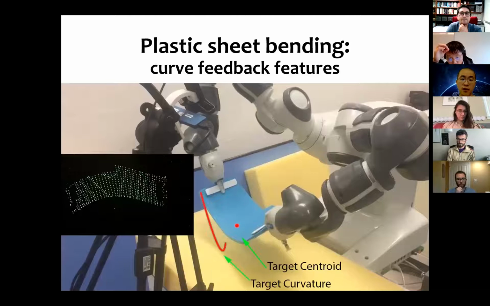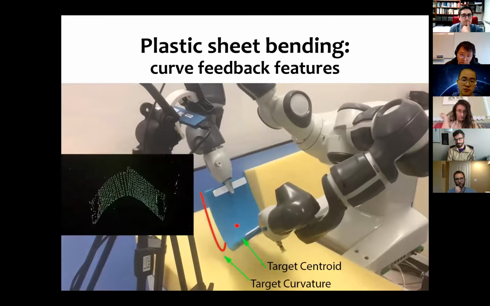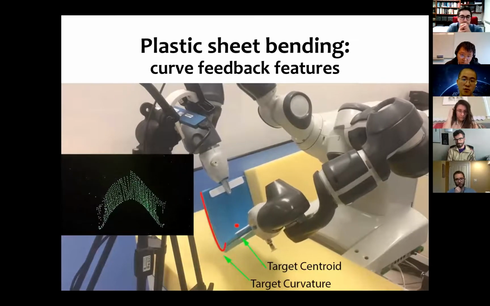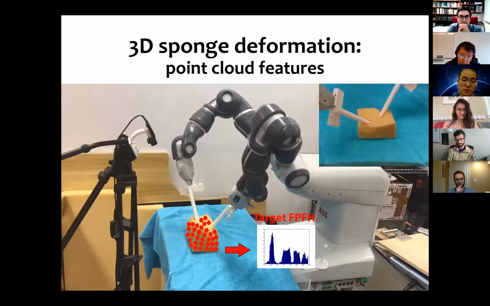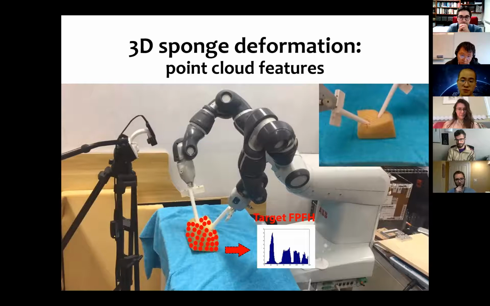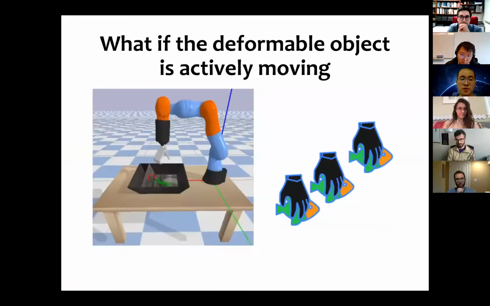Of course, a similar idea can be used, for example, to fit deformable objects into some specific shape, like fitting this one to a curve, or applying it to a 3D object to deform it to a specific shape. And recently, we also asked ourselves one problem: what if the deformable object is actively moving? It's not like cloth, which is static and passive and deforms according to your movement.